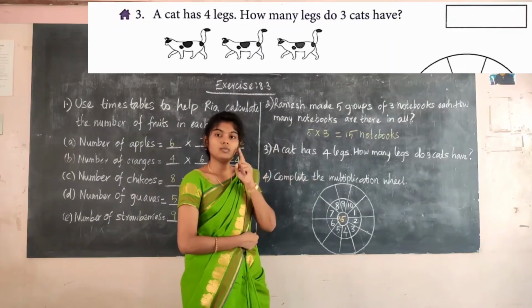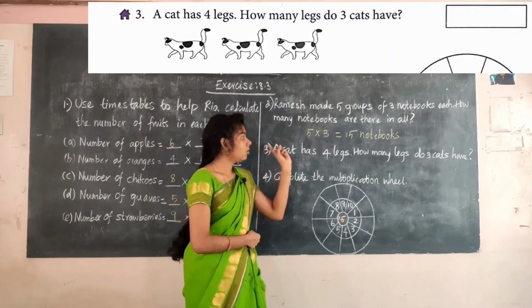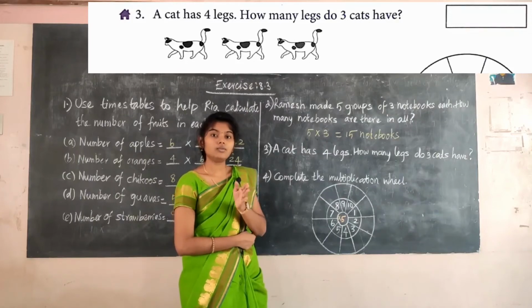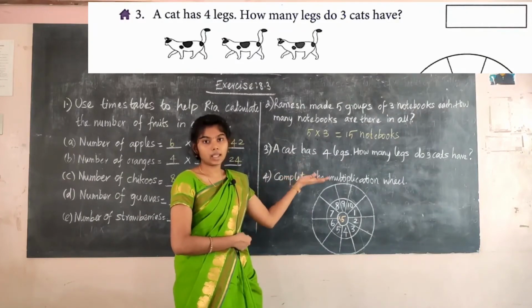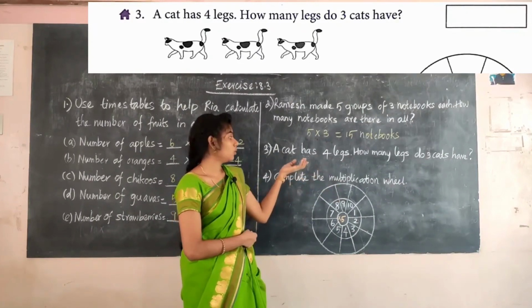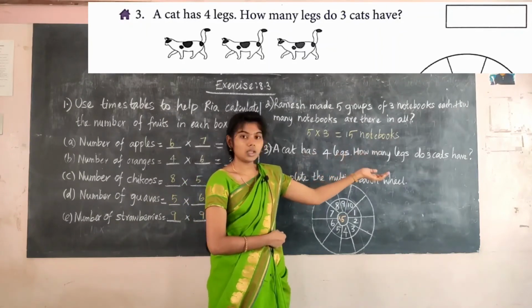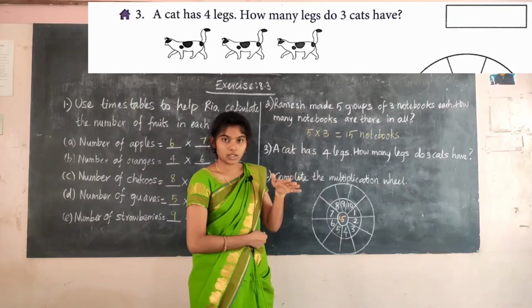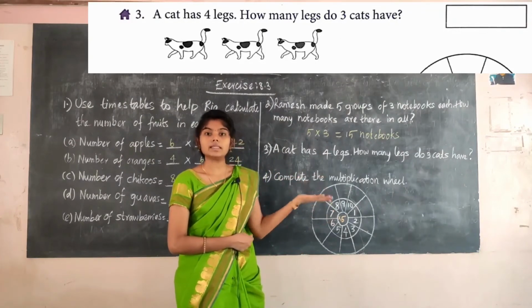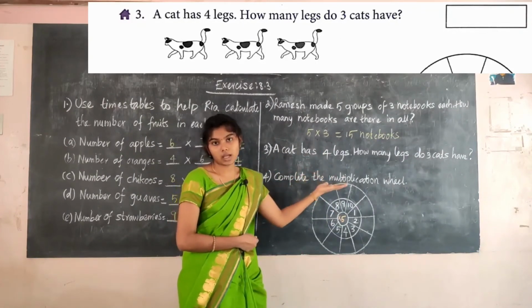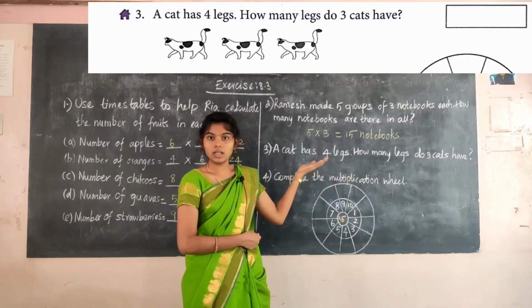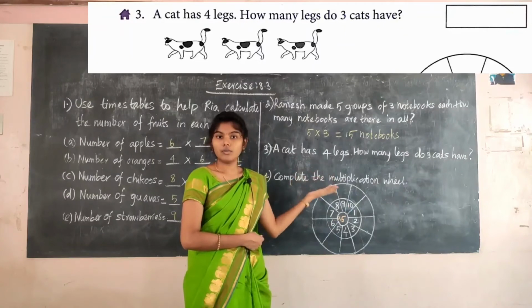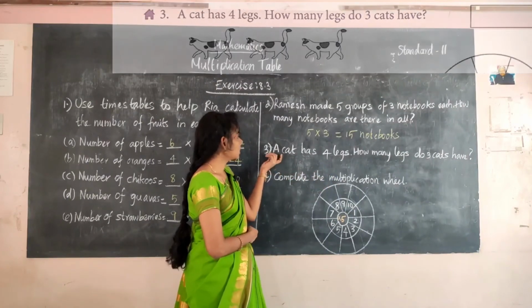1 cat has 4 legs. Then for 3 cats how many legs will there be? So how will you find the answer? By multiplying those two numbers. You have to write 4 into 3 or 3 into 4. Just memorize the multiplication tables, then you can easily find the answer. 4 3s are the answer. 4 3s are easy, no? Or 3 4s are. You can use the third table or the fourth table for this question.